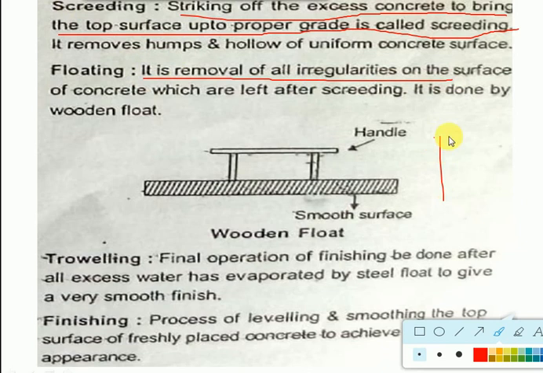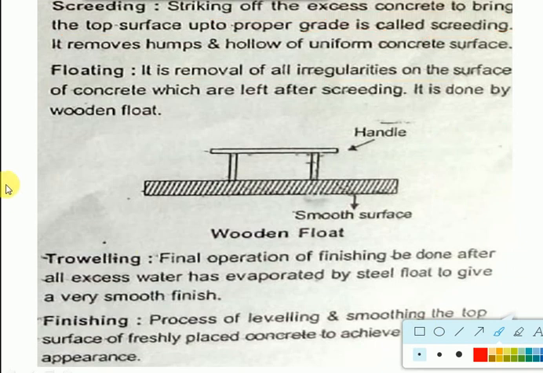For example, it is your concrete surface. When you see from the cross section, if you apply the concrete on this formwork, the concrete will become like this if it is not compacted correctly. So you have to press this inside the formwork. That is the floating process.